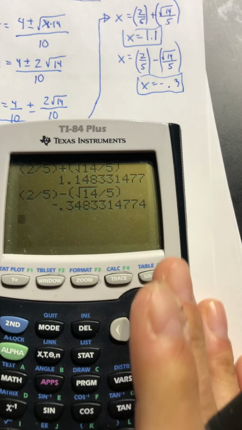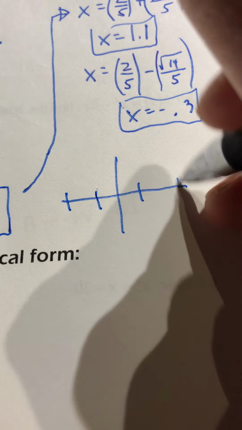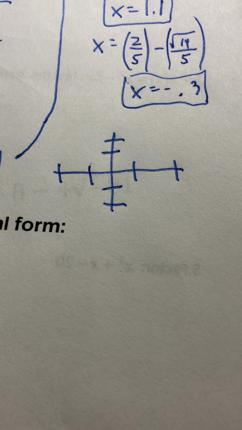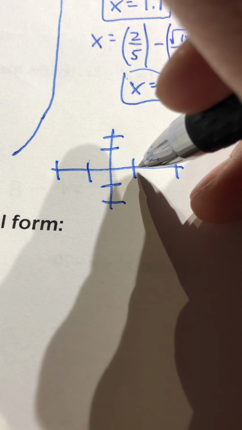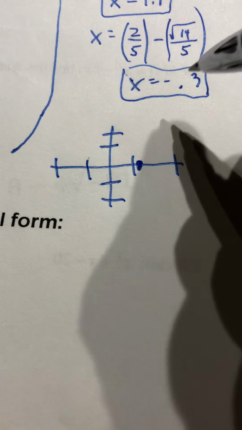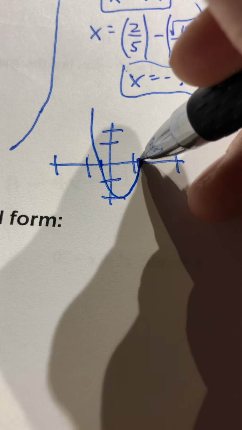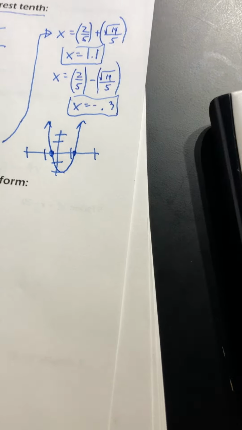If I had a graph, and this is kind of like a check, and I'll show it on the calculator. So if I had a quick sketch of my axes I was going to graph, I would have a parabola that crosses by 1.1, so in between 1 and 2, so maybe there, and one that's negative 0.3, so about a third of the way here. So you would have a parabola that would look kind of like this. That's a very rough sketch. I will show it on the calculator.